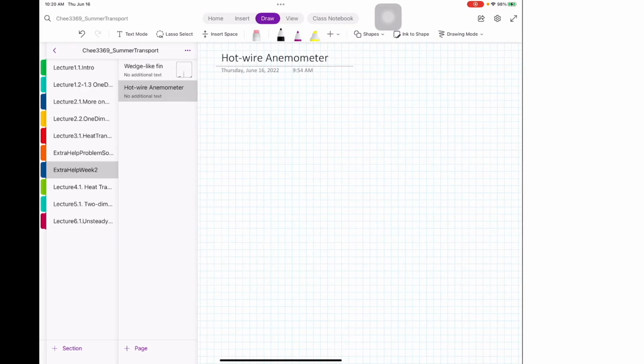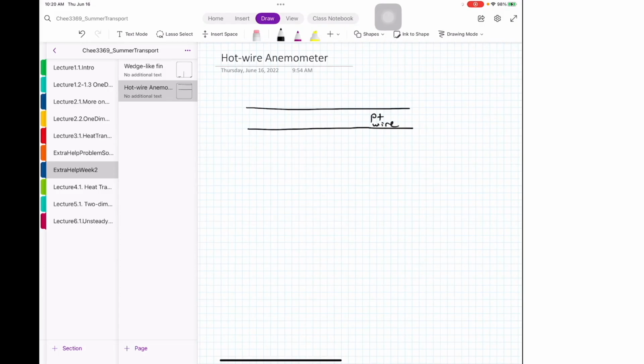We have a hot wire anemometer. Basically, we have a fine wire like this, made of platinum, which is heated electrically while exposed to a flowing fluid. And the flowing fluid has heat transfer coefficient H, let's assume.